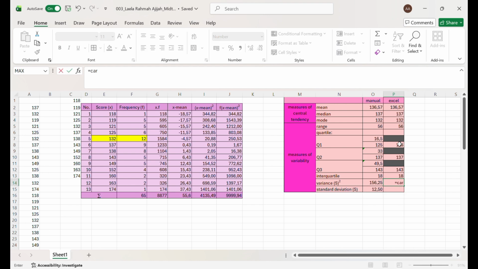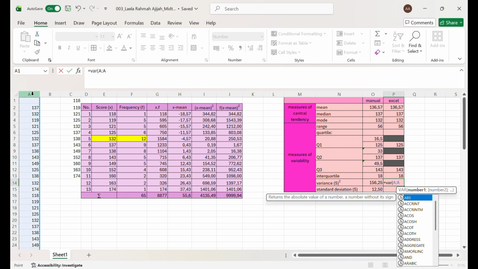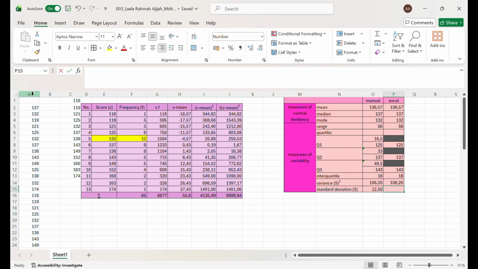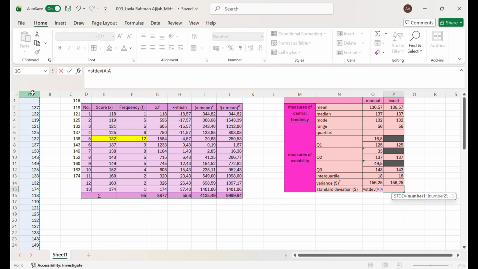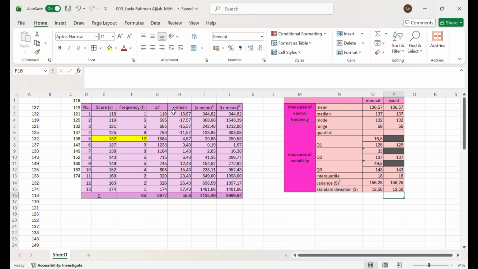Now for the variance formula, you can use VAR, then block all the original data and enter. For the standard deviation, you can use STDEV, block all the original data, and then enter like that.